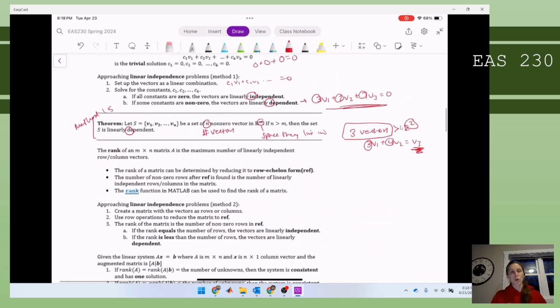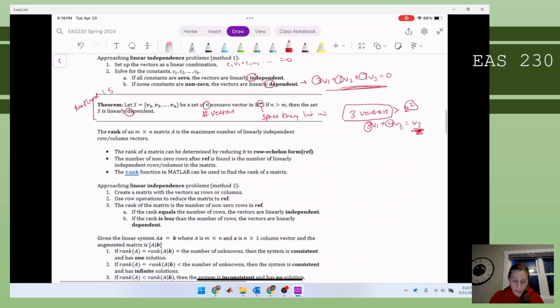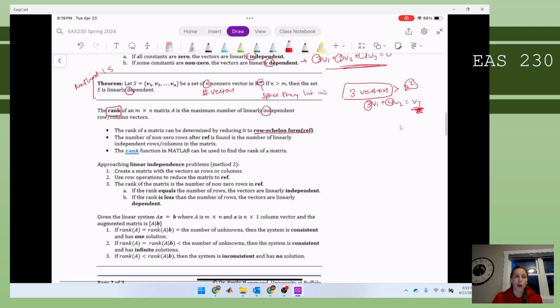Okay, that's method 1.5. Method 2 is using what's called the rank of a matrix. The rank of a matrix is the maximum number of linearly independent rows or columns in a matrix. It doesn't matter if they're rows or columns, same answer both ways. To find the rank of a matrix, we put our vectors inside of our matrix and reduce it to REF, do our Gauss elimination. The number of non-zero rows after REF is found is the number of linearly independent vectors in the matrix.